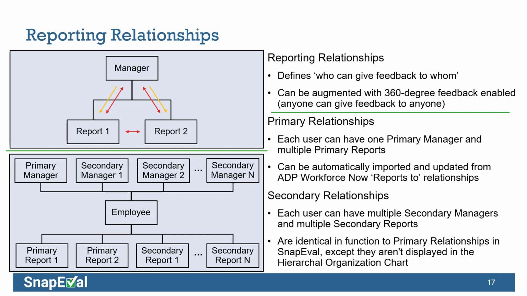So as I said before, the secondary reports are identical to primary relationships, except they aren't displayed in the hierarchical org chart. That's the only difference between the two. So if you're a secondary manager for an employee, those employees will show up on your My Team dashboard just as if you were a primary manager for that particular employee.